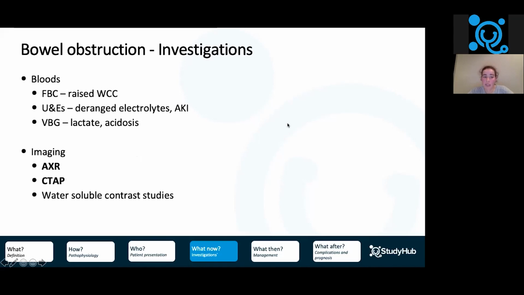So in terms of investigations, all patients presenting with acute abdomen should have a full set of bloods, but things to look out for in bowel obstruction, patients often have a slightly raised white cell count. Patients lose lots of fluid into the bowel, so they can have deranged electrolytes and AKI. And it's important to look at the lactate and for any acidosis on a VBG, because that can indicate the health of the bowel. In terms of imaging, all these patients will usually undergo an abdominal film followed by a CT abdo-pelvis, and sometimes we also do water-soluble contrast studies.